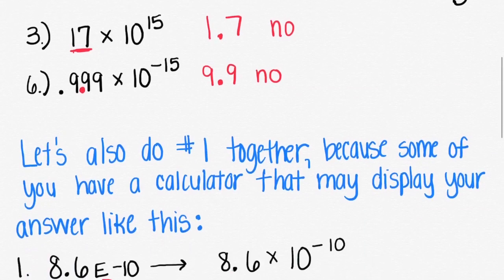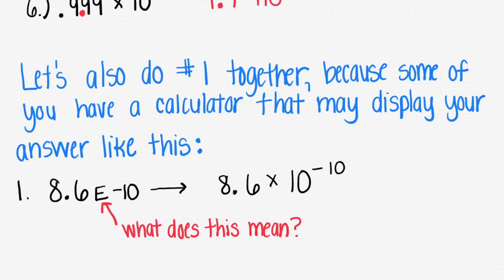Okay, if you look up above at number 1, I want to address something with you guys because a few of you have a calculator that may display your answer like this. It reads 8.6 e to the negative 10. All I want you to do right now is rewrite this number as 8.6 times 10 to the negative 10. What this means is that this e is actually replacing, in a calculator, the base of 10. Some calculators display it that way, but that is actually what it means: the base of 10.